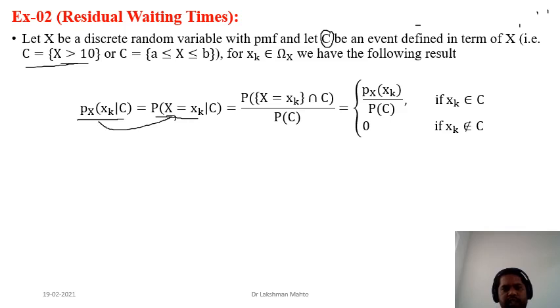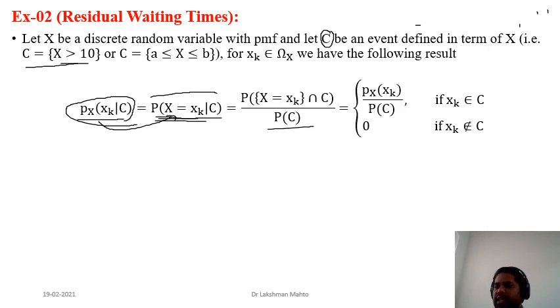This is a function, the conditional probability mass function. Once you convert it, this is just talking about elementary probability, a conditional probability. So go to the definition of conditional probability. It is the ratio of the joint probability of X equal to xk and C divided by the probability of C. And observe the binary situation: either xk would be within C or xk would be not in C.